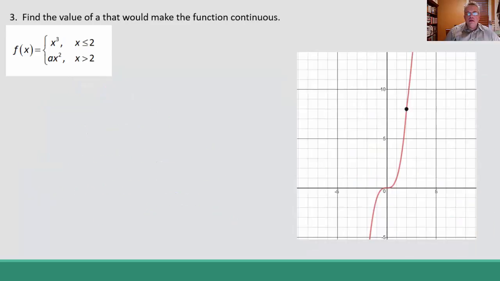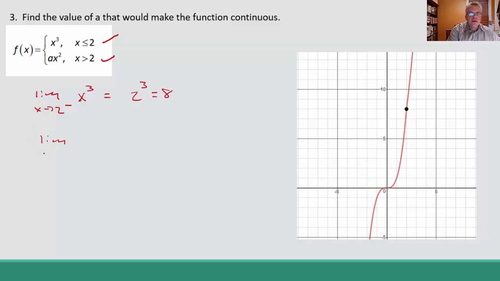Okay. Now, here's a different type of problem. It says find the value of a that would make this function continuous. Well, it'll be continuous if the piece on the left, which is the first piece, matches the piece on the right, which is the second piece. So the limit as x approaches 2 from the left would be this function. This is the function on the left. And that would just be 2 cubed, which is 8.